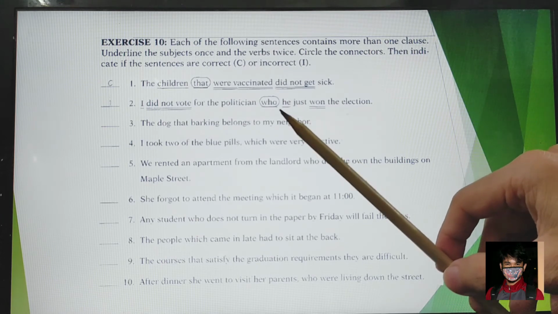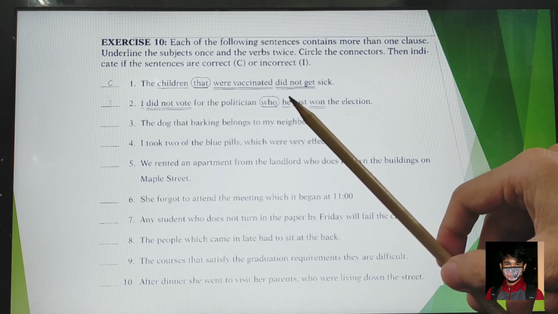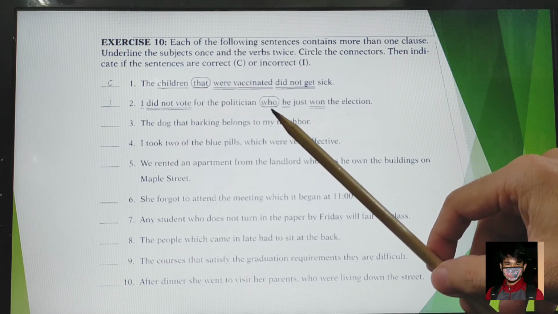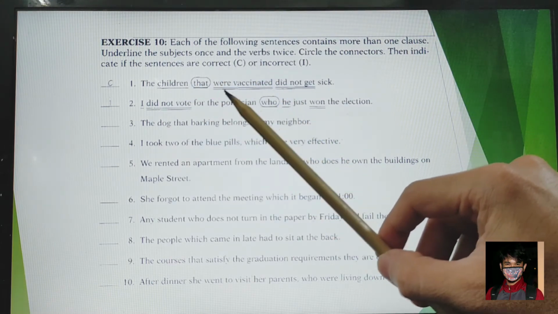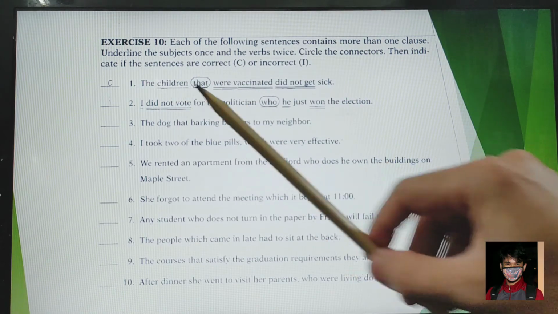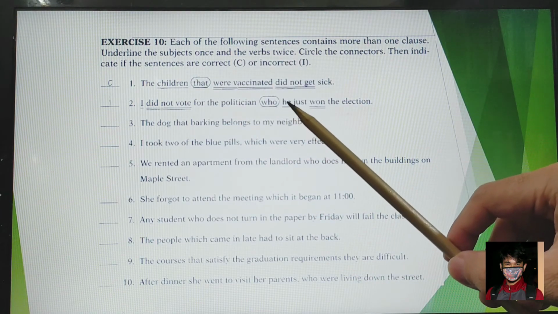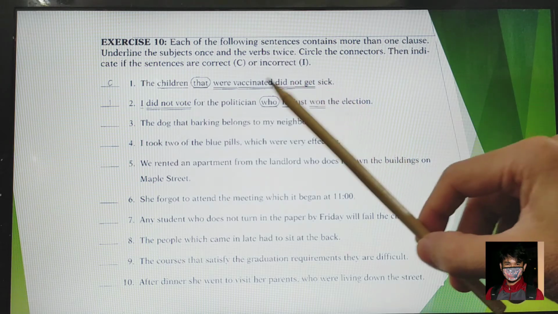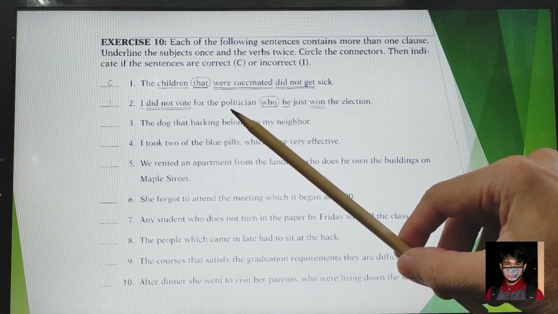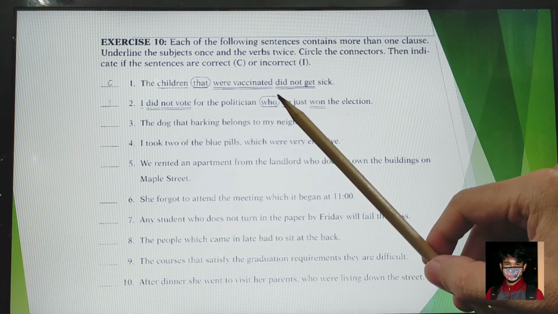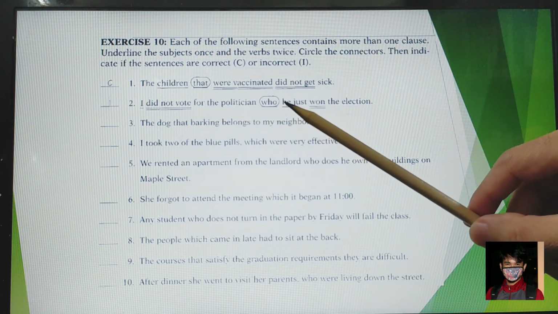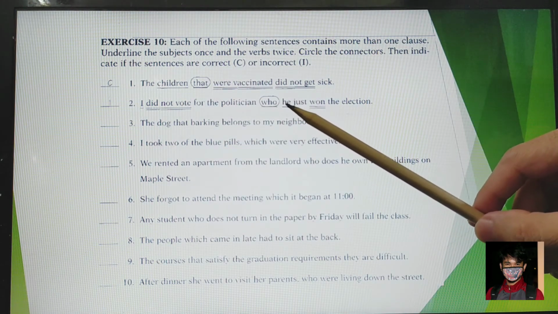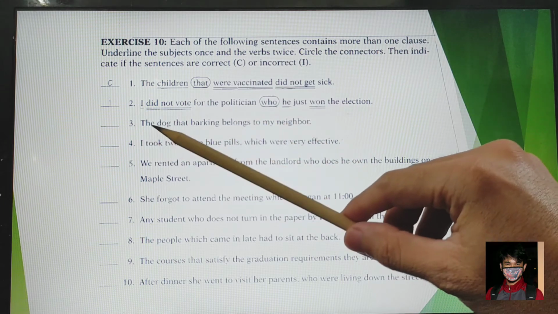For the previous one, we just omit the subject after the adjective clause connectors. It's just like this: the children that were vaccinated. The word vaccinated relates to the children. So what about this one? Just omit this, and just won the election relates to the politician. Okay, that is the point. So you just omit this and the sentence is correct. But the sentence is incorrect because there is this one. It should be omitted.